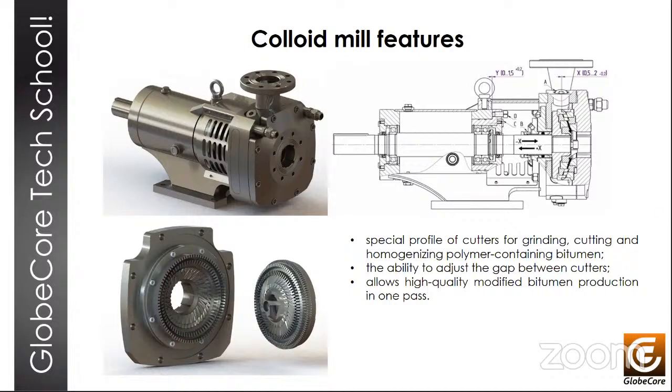The cutters of the mill have a special profile. That profile allows very fine grinding, cutting, and homogenizing of polymer-containing bitumen to produce a finished product of excellent quality in just one pass. The design of the mill also allows us to change the gap between the cutters if necessary. That usually depends on the required task at hand. Next slide, please.